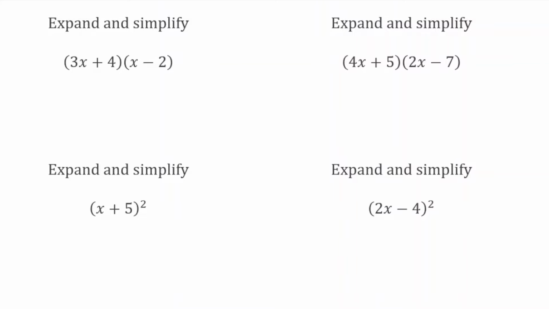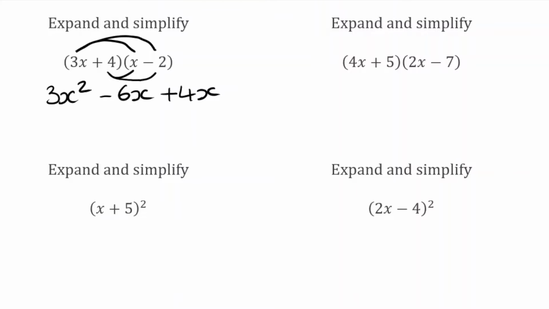Okay, so for this first question, we have 3x multiplied by x, which is 3x squared. We then have 3x multiplied by negative 2, which is negative 6x. We have 4 times x, which is just 4x, so plus 4x, and then we have 4 times negative 2, which is negative 8. So collecting the like terms, we have 3x squared. We have negative 6x plus 4x, which is negative 2x, so I'd have minus 2x, and then just minus the remaining 8.